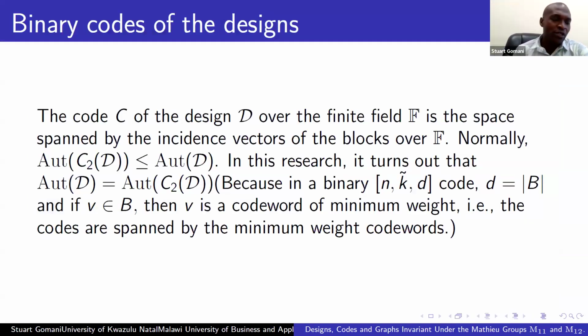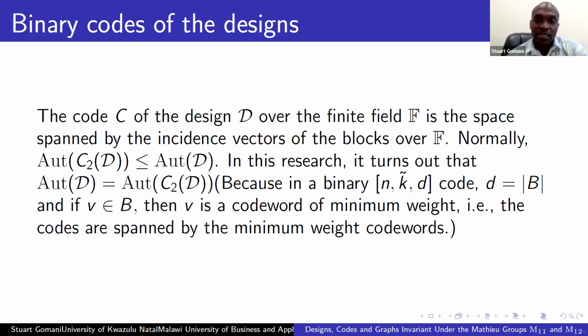Now, from the incidence matrices of the designs that we have, we can construct binary codes from them. And these binary codes are simply the space that is spanned by the incidence vectors of the blocks over some finite field. And because these are binary codes, then the finite field is a field of size 2. It is a set of 2 elements. So normally, the automorphism group of a code sits inside the automorphism group of a design in general.